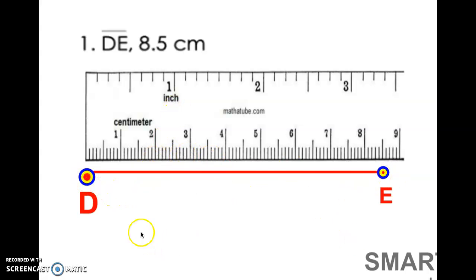So we're going to use the ruler, put our beginning point at D, our beginning point D is going to be at 0, and our endpoint E is going to be at 8.5. Remember the problem said centimeters, so you want to make sure you use the centimeter side of the ruler, not the inches side.